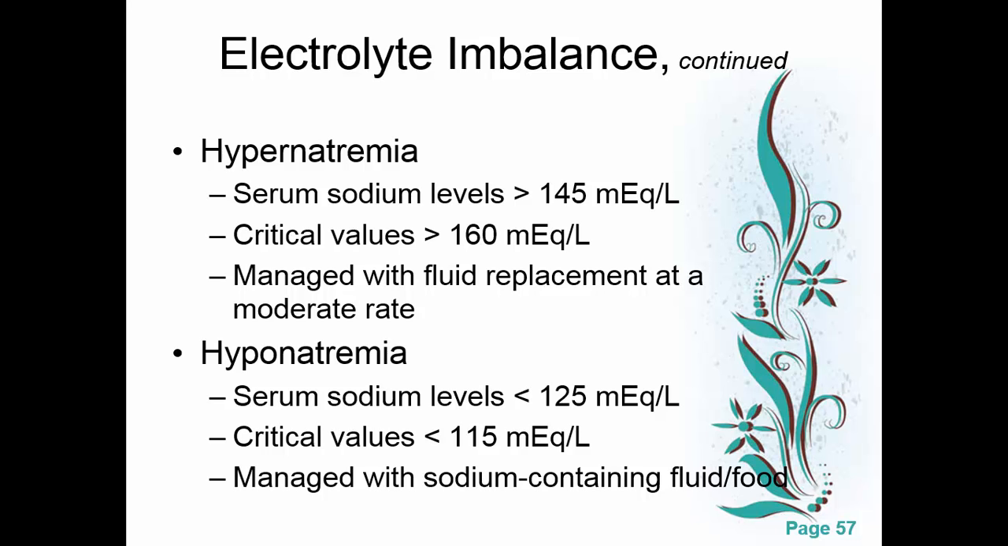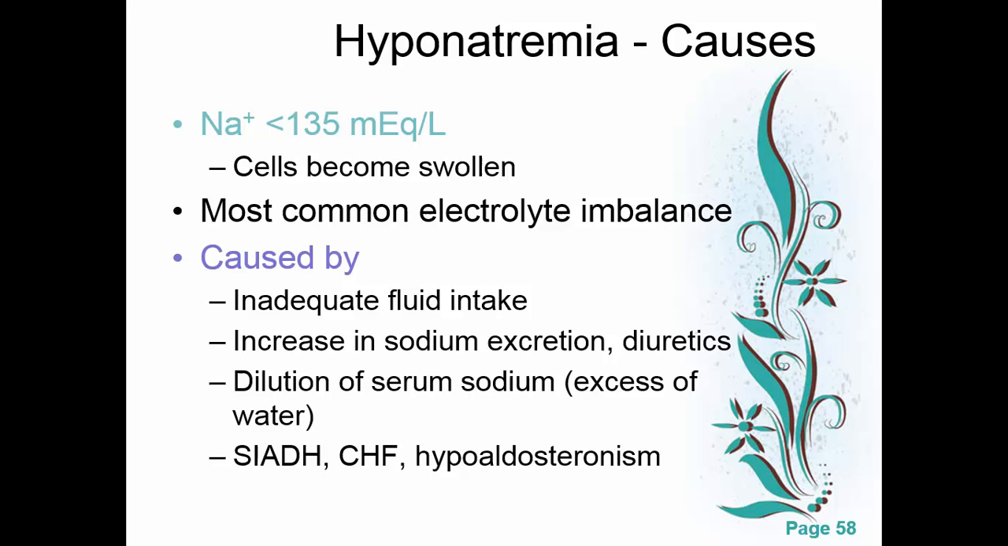Hypernatremia is serum sodium levels greater than 145 milliequivalents per liter. Your critical values are greater than 160, and it is managed with fluid replacement at a moderate rate. And we'll talk a little bit more about hyper and hyponatremia in just a minute. Hyponatremia is a serum sodium level of less than 125 milliequivalents per liter. Critical values are less than 115 milliequivalents per liter, and it is managed with sodium-containing food or fluid.